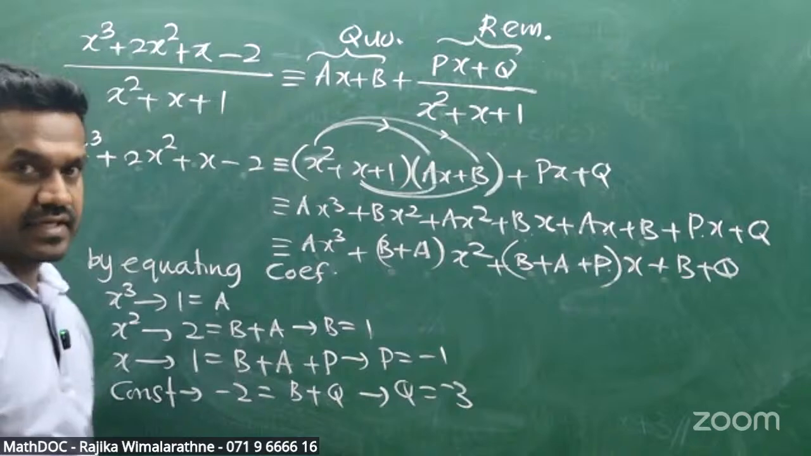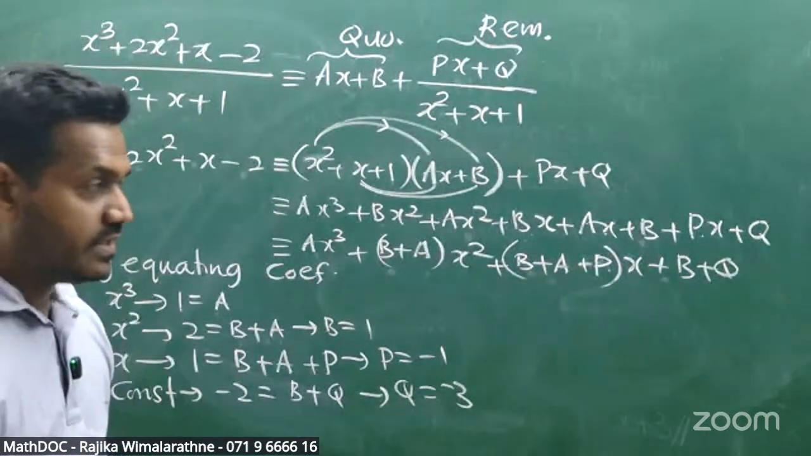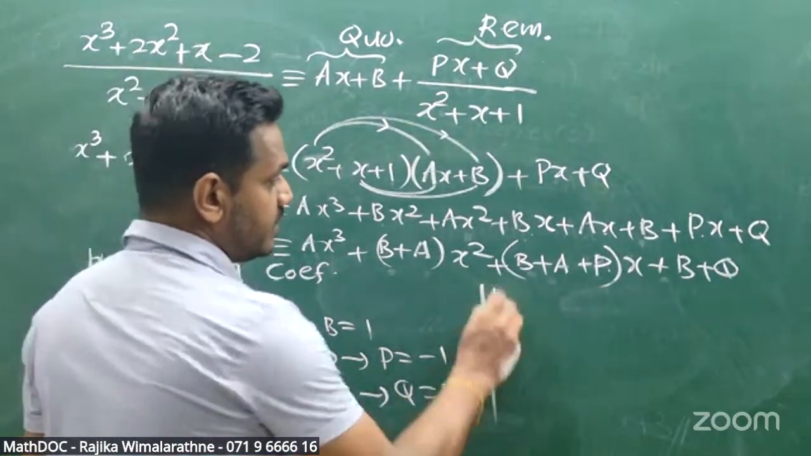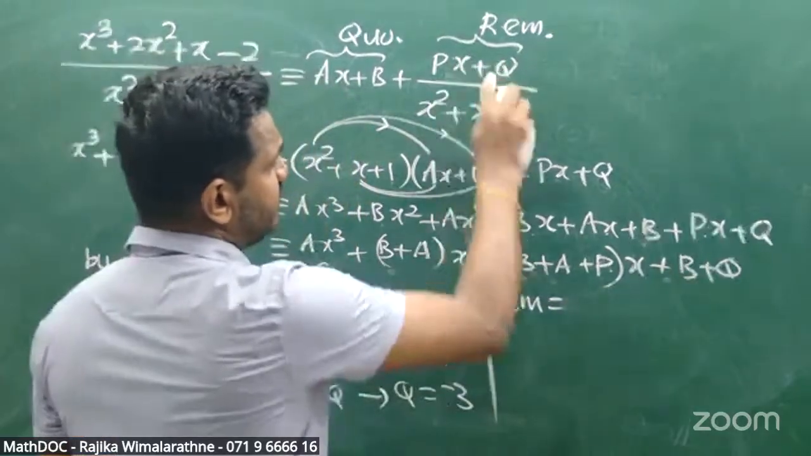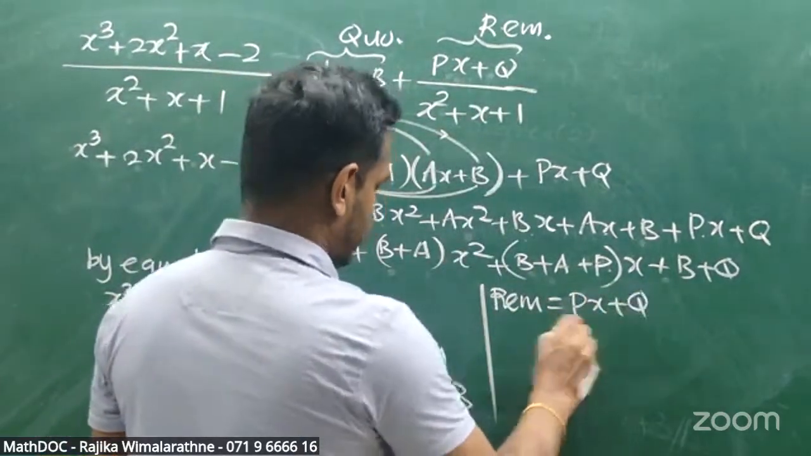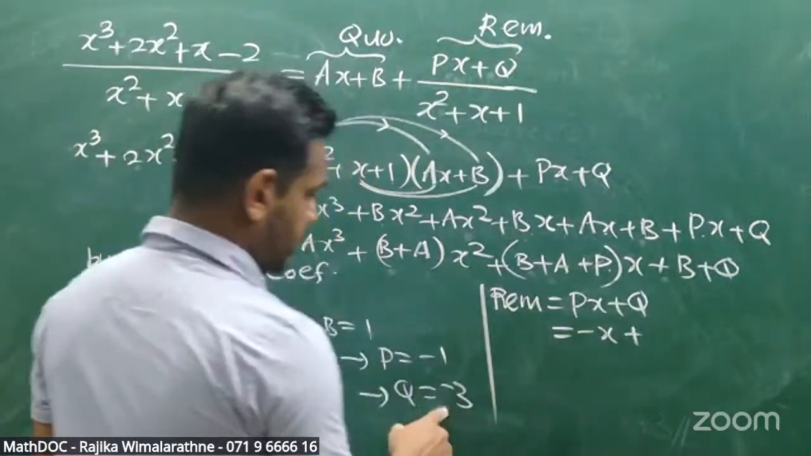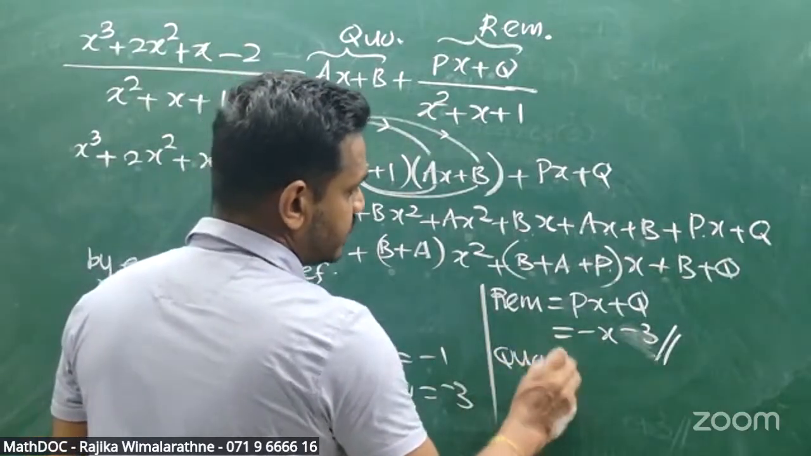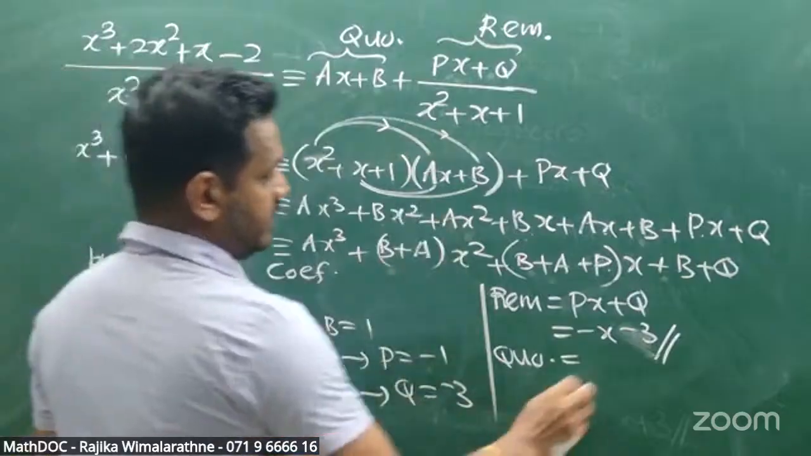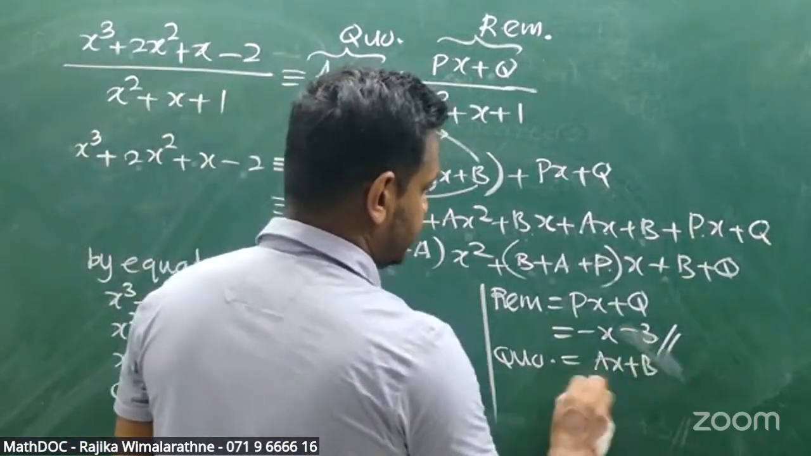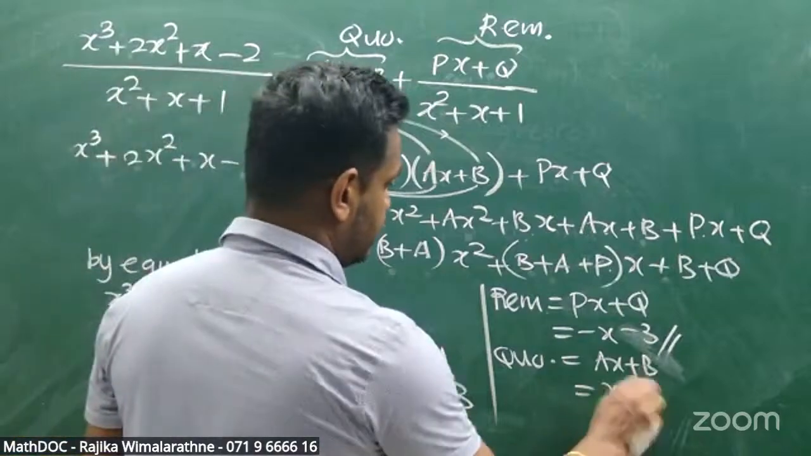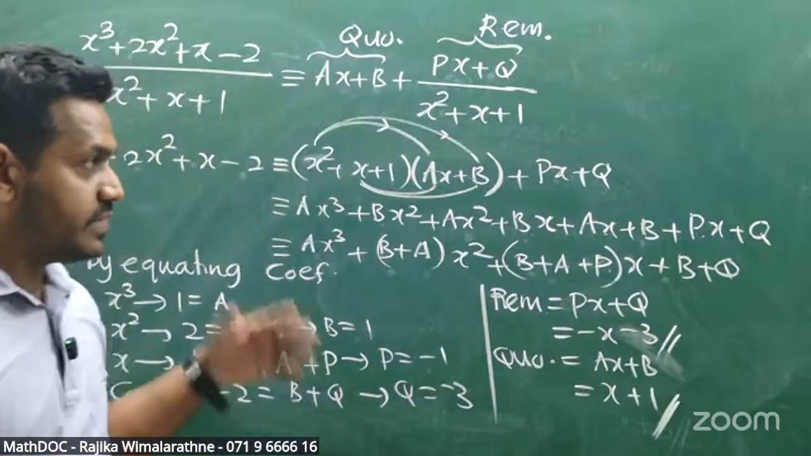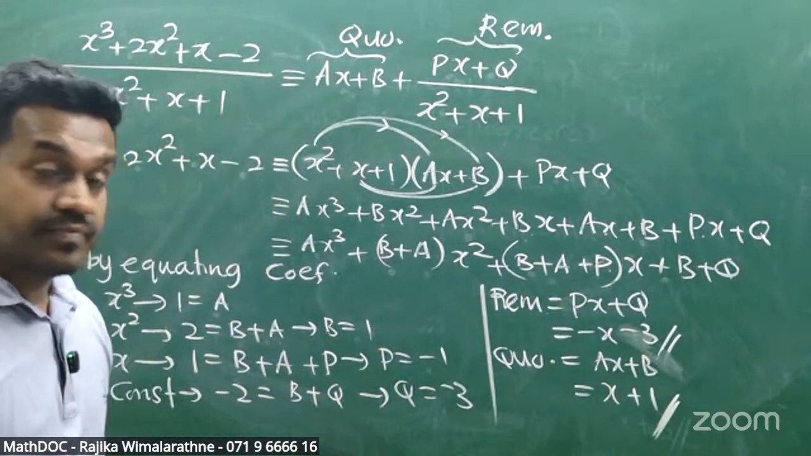Okay. Then same technique. First you have to identify the division algorithm. Thereafter simplify and equate coefficients. Now the remainder. The remainder is px plus q. Then we know p is minus 1. We know q is minus 3. Here is our remainder now. The quotient is ax plus b. A value 1, b value 1. Likewise, we can find the remainder and quotient. So first we have to write the division algorithm. Then we can proceed now.